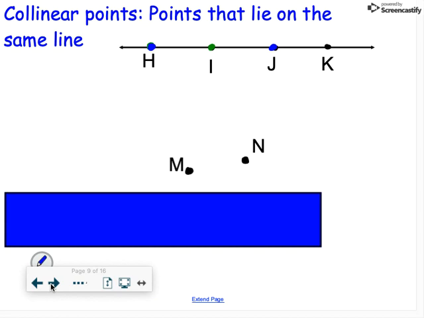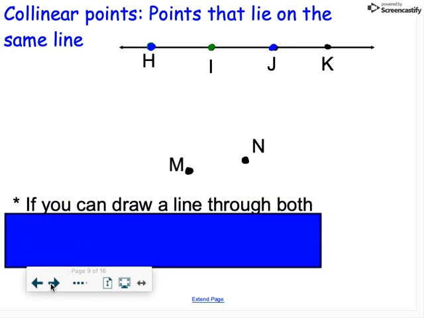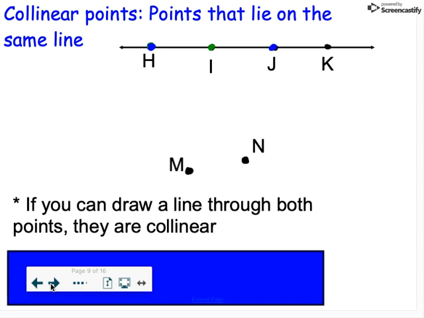So we have points that lie on the same line. Any 2 of those points would then be called collinear. The key thing is that if you can draw a line through both points, they are collinear. Take the example with points M and N. There is one line that we can draw that goes right through both of those points. Those points then are collinear to one another. They can be on the same line.